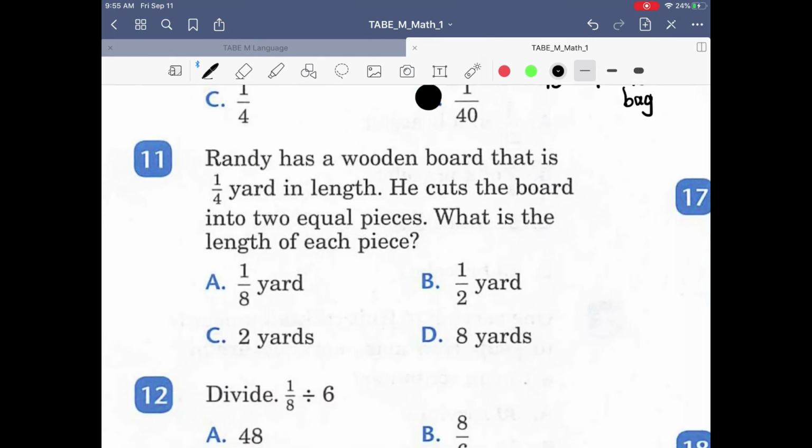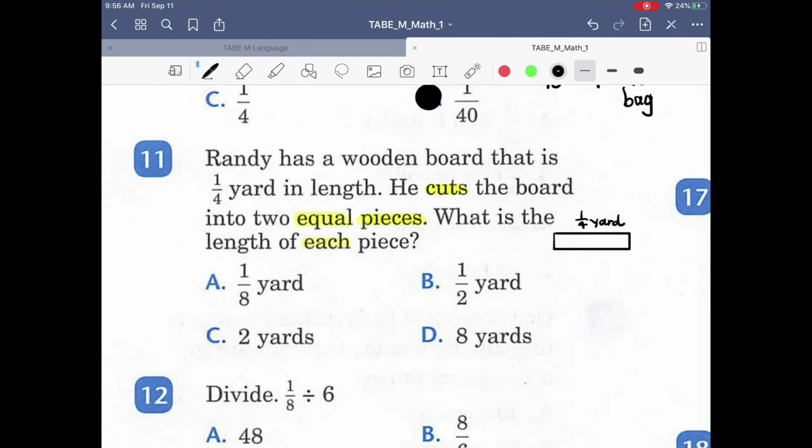Randy has a wooden board that is 1/4 yard in length. He cuts the board, that's breaking down, into 2 equal, that's division, pieces. Pieces are division. What is the length of each piece? If you want to do a picture, that's perfectly fine. I recommend that. Diagrams help me tremendously.